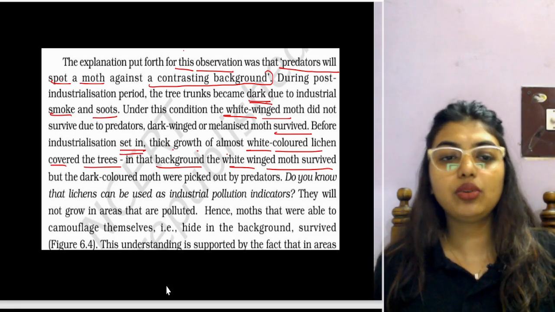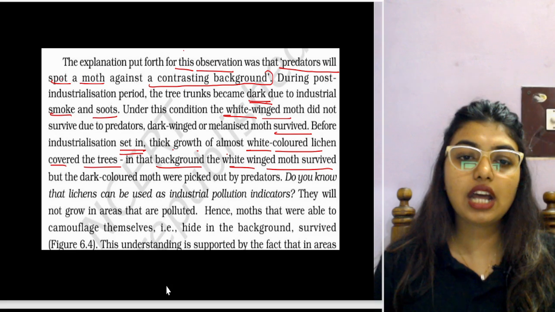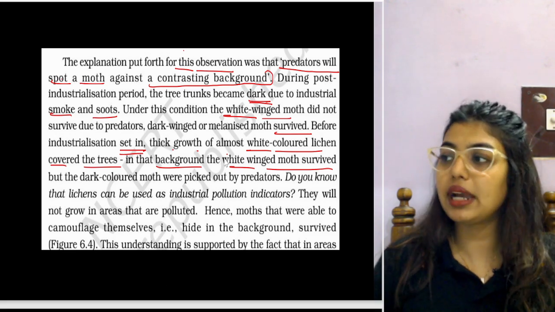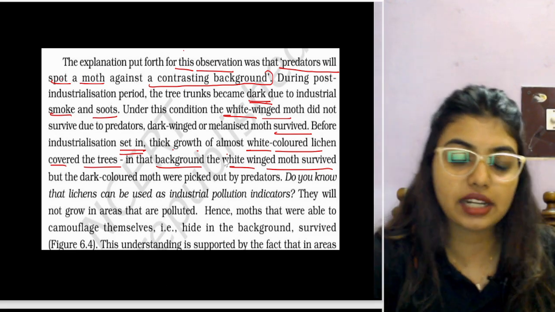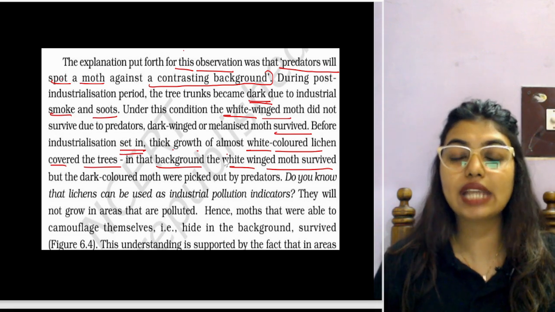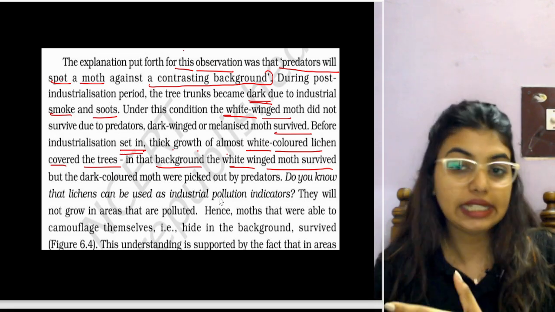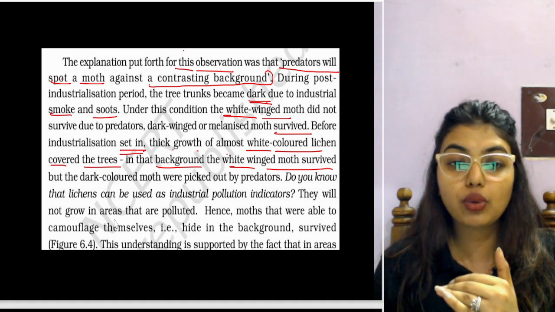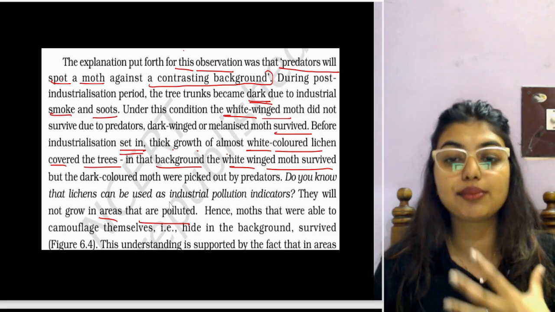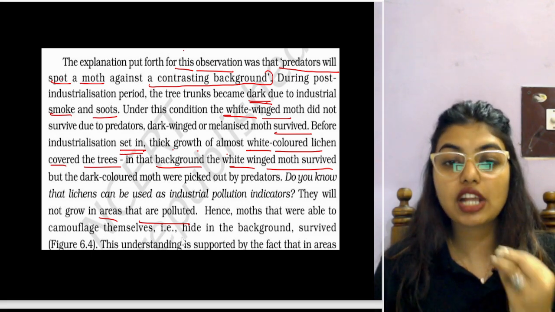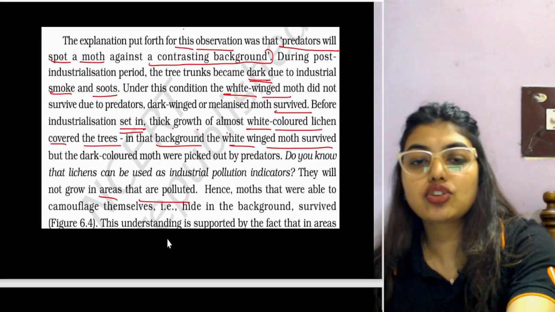The dark colored moth were picked out by the predators. Do you know that lichens can be used as industrial pollution indicators? They will not grow in areas that are polluted. Hence, moth were able to camouflage themselves and hide in the background. So students, now I'll tell you the entire story with the help of a diagram.